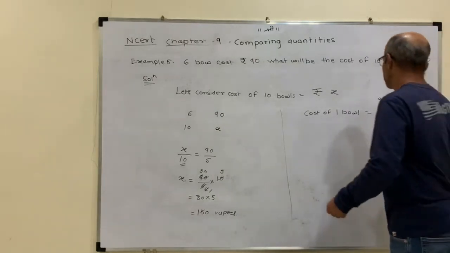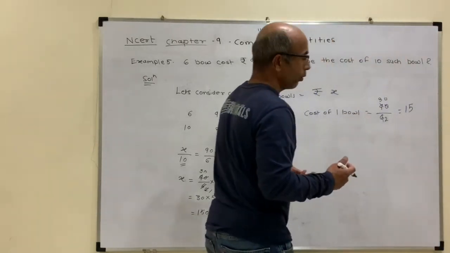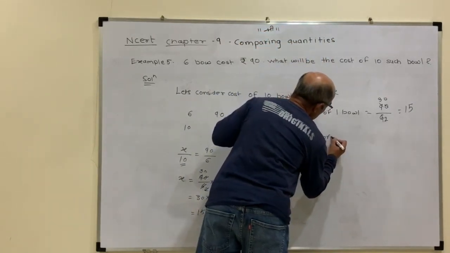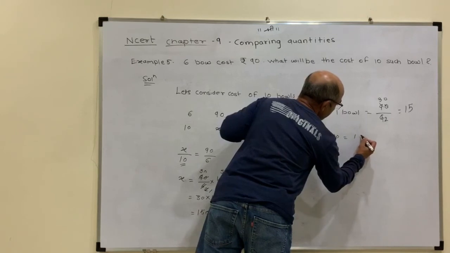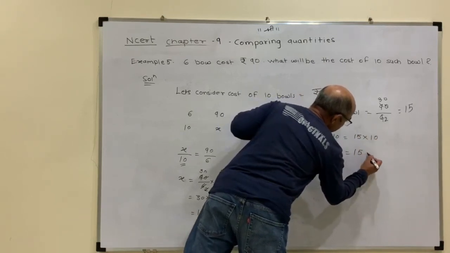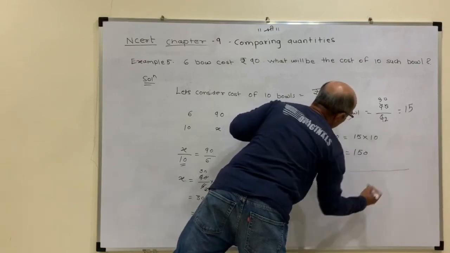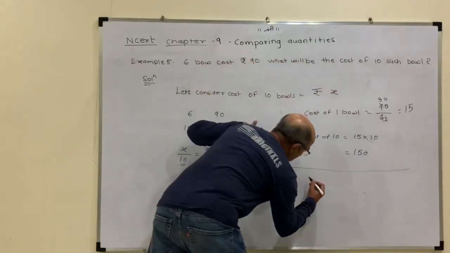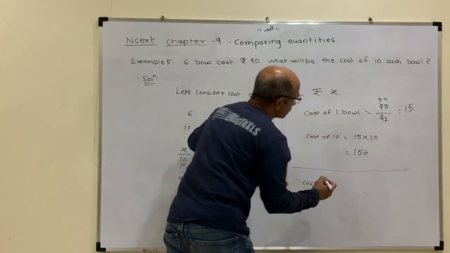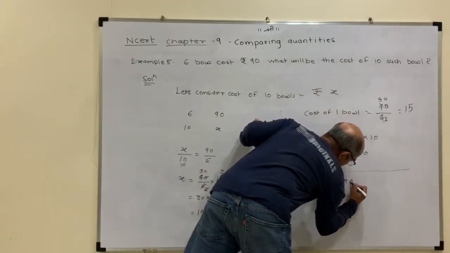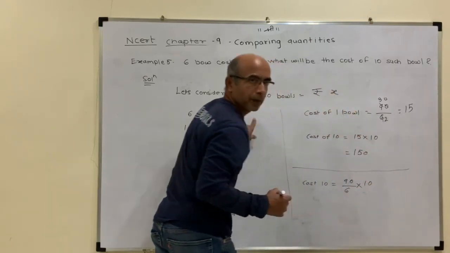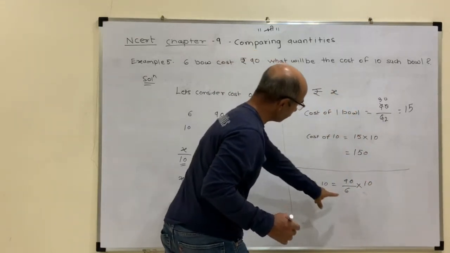Now we need to find the cost of 10 bowls. So we say the cost of 10 equals 15 into 10. That comes out to be 150. Or the other method, you can say cost of 10 equals cost of 1, which is 90 divided by 6, into 10. So this is for the one bowl.